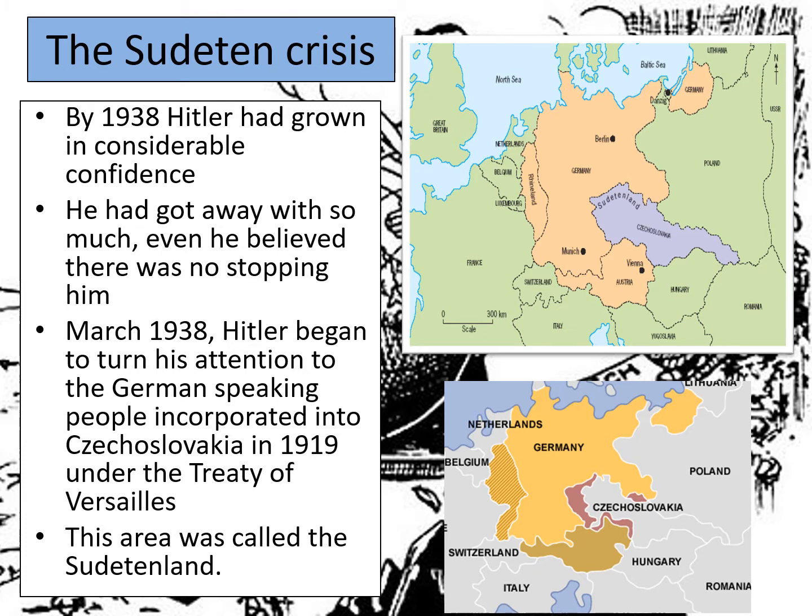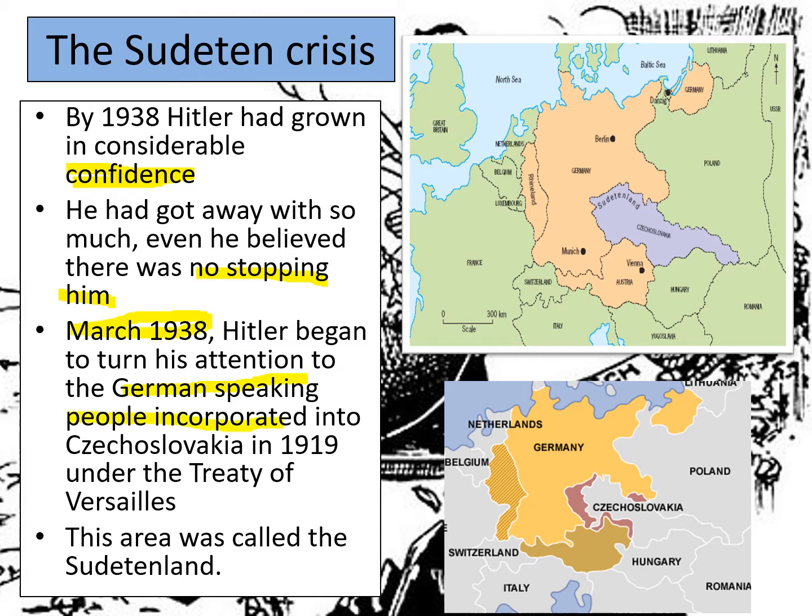Of course, really famously, he had taken over Austria in 1938 in the Anschluss. So Germany was getting bigger and bigger, stronger and stronger, and Hitler was feeling more and more confident as time went on. He got away with so much, even he believed there was no stopping him. And that's really important. If you break the rules and nobody does anything about it, you continue to break the rules.